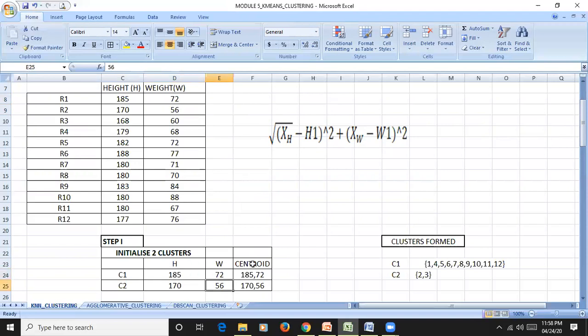Whenever I speak about this term centroid, what do I mean by that? Centroid is nothing but h comma w, that is 185 comma 72. For the time being, C1 is one cluster, and C2 is another cluster, which I have taken as the initialization. C2 is 170 comma 56. This is your very first step.